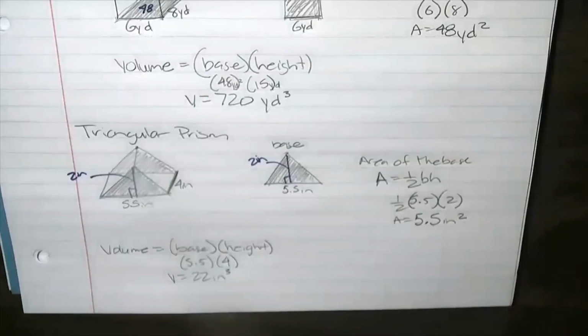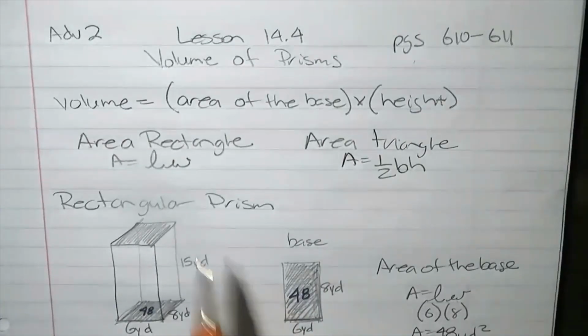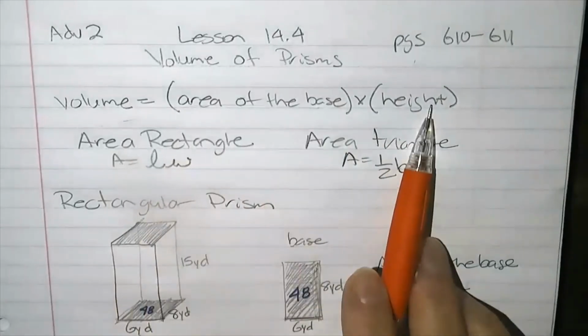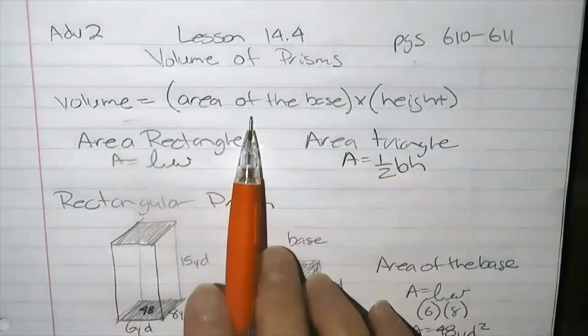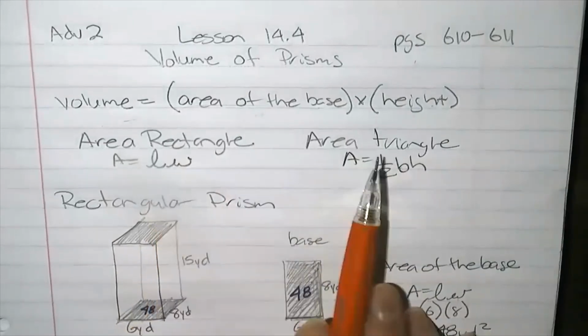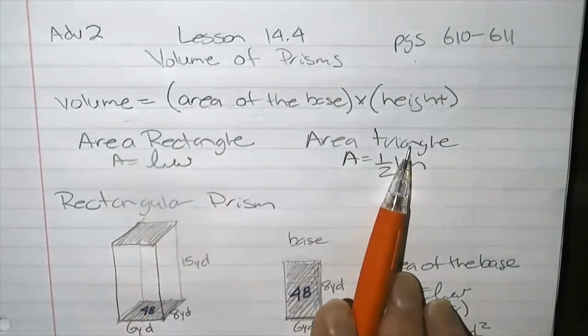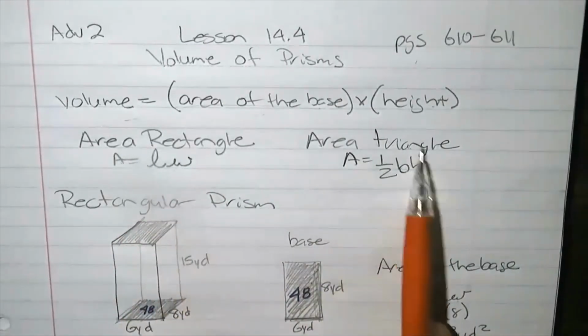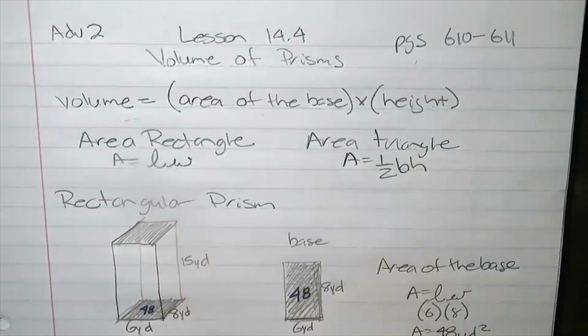Okay, so that's what we're doing today. This is the nuts and bolts of what we're doing today. So the volume is always the area of the base times the height. And the formula for the area of the base depends on what shape you're dealing with. The area of a rectangle is length times width, and the area of a triangle is 1/2 the base times the height.